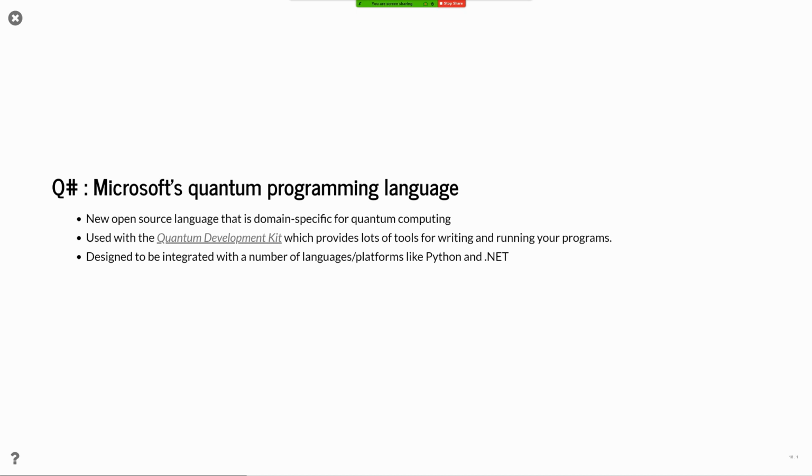So let's try to define what this is. Q# is Microsoft's quantum programming language. I put "new" here to emphasize that it is not C#. It is not a derivative of any other language. It's an entirely new language. It's open source and domain specific for quantum computing. It's not based on F#.